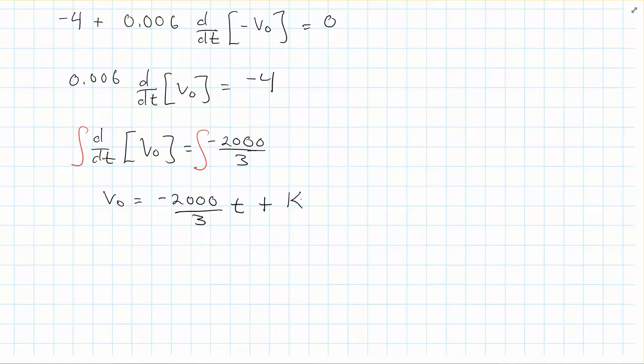But I still haven't found a formula for V out. I still have to figure out what this is.